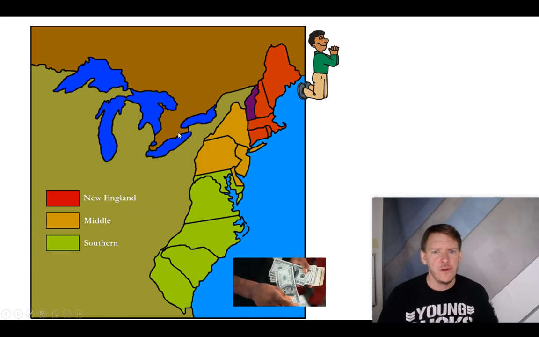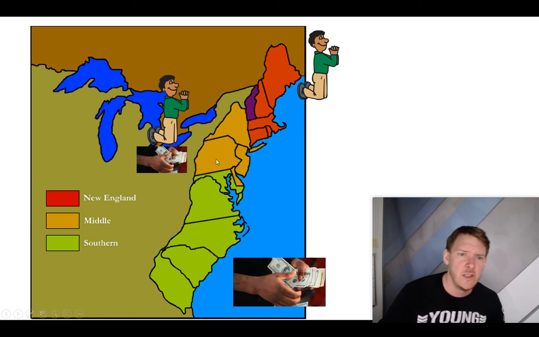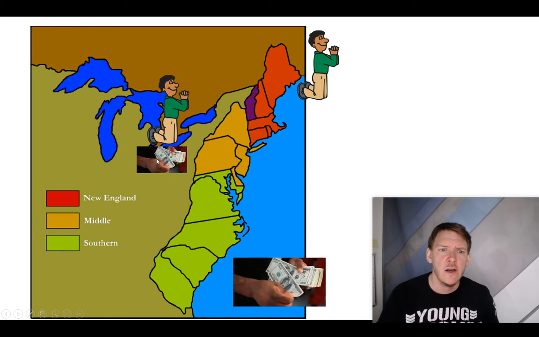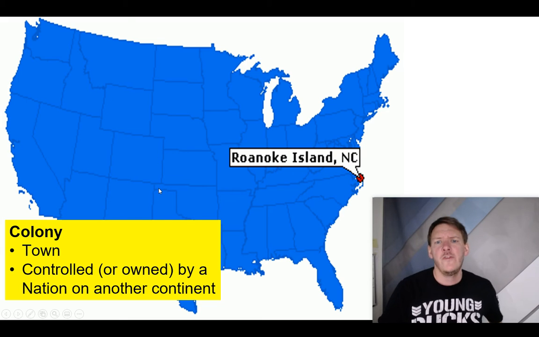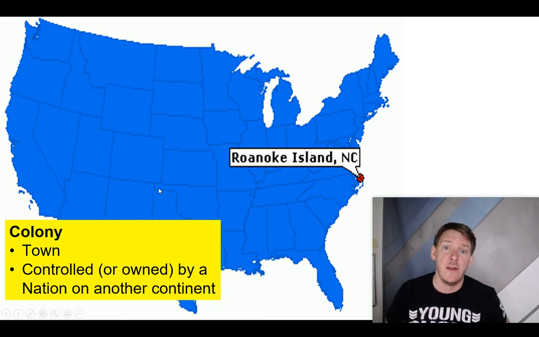The northern colonies, the New England colonies, mainly religious freedom. Southern colonies mainly making money. And the mid-Atlantic colonies here are going to be a mixture of both. The first colony that gets set up before Jamestown is Roanoke Island.